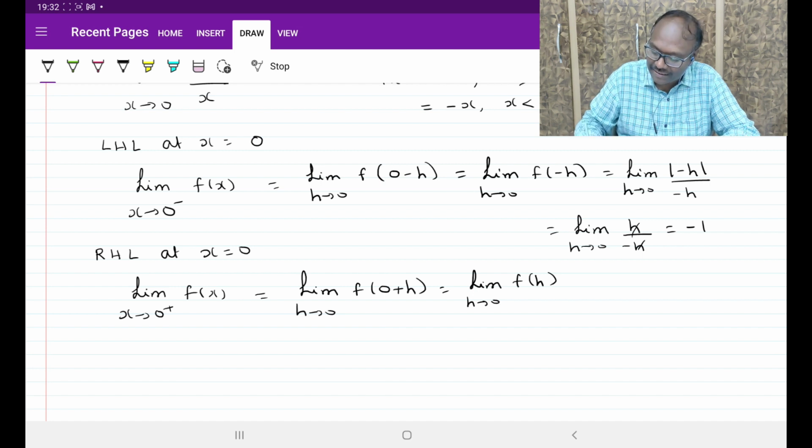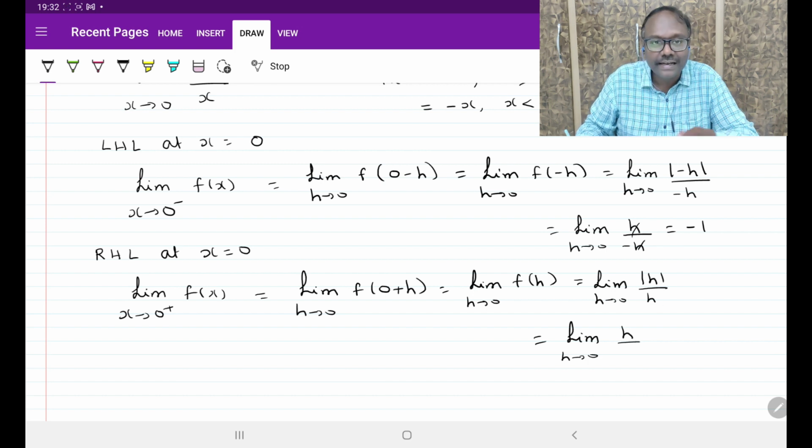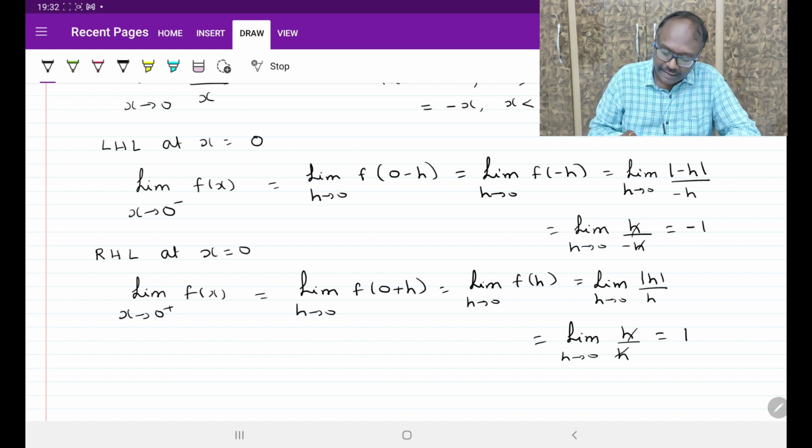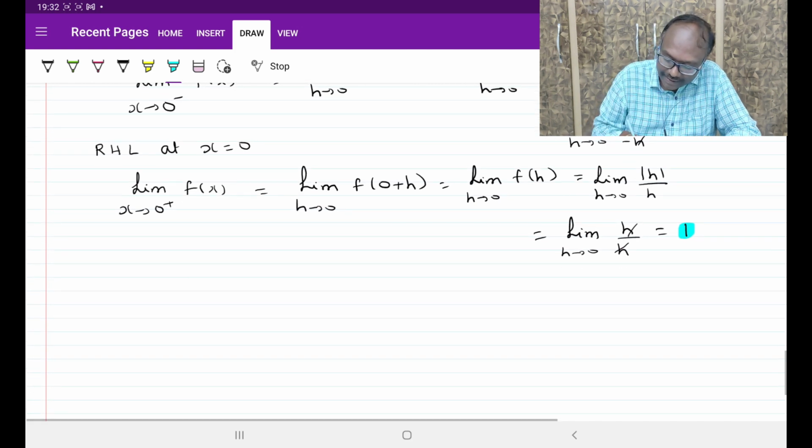So f of h is limit h tends to 0. We write f of h as modulus of h by h. And limit h tends to 0, on simplification of modulus of h becomes h, because h is a positive value. So modulus of h is h divided by h, and we got the answer as 1. So here we observe that the left hand limit is negative 1, whereas the right hand limit is 1. So left hand limit and right hand limit are not equal, therefore the limit does not exist at x equal to 0.